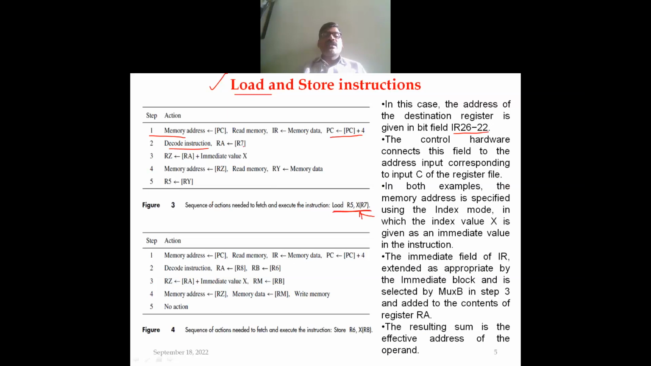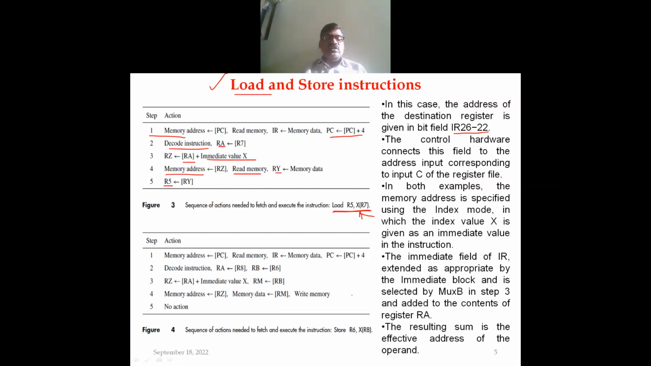In the second step, we decode the instruction. The contents of R7 are loaded into RA, and then RZ is assigned the content of RA plus the immediate value X. The contents of RZ will be the memory address, and from this memory address we read the value. The memory data is loaded into RY, and then the contents of RY are loaded into R5. This is the sequence of 5 steps for the load instruction.